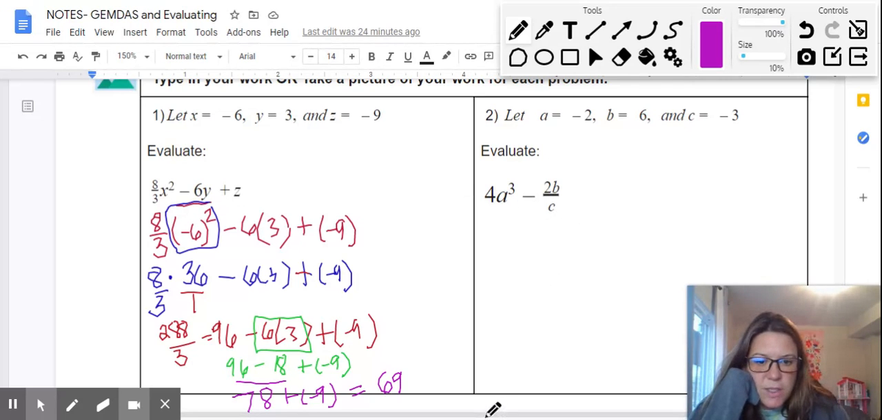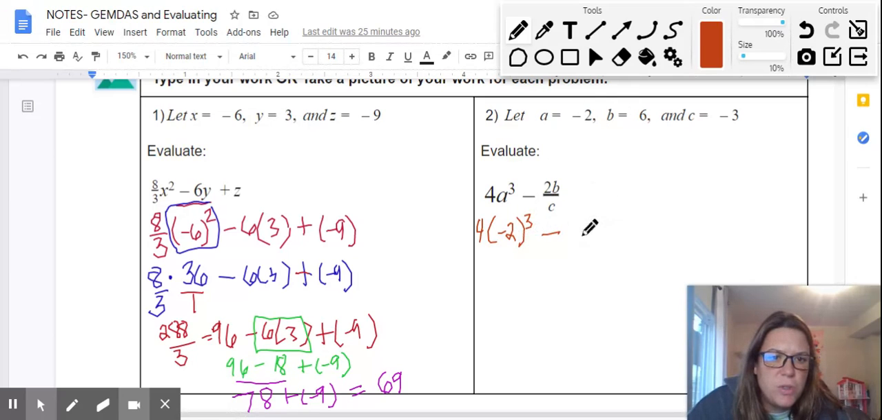All right, let's go on to this one. So the a for this one is -2. So I'm going to plug in a -2 here. And then minus 2 times 6. And that's all going to be over -3. All right. Grouping symbols, there's nothing to do inside of them, so I'm going to move to exponents, and I'm going to do -2 times -2 times -2 on my calculator. And that gives me a -8.